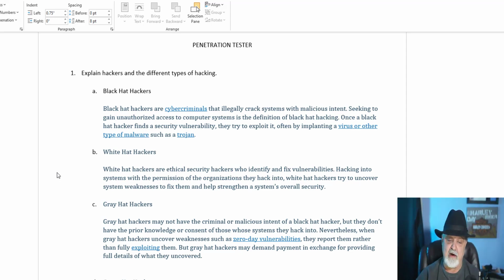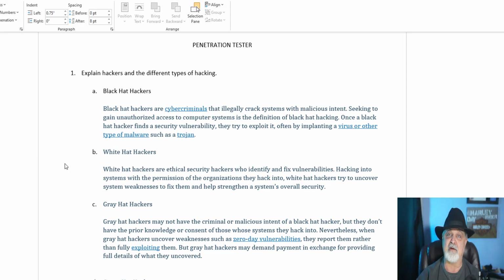Now, what is a white hat hacker? White hat hackers are ethical security hackers who identify and fix vulnerabilities, hacking into systems with the permission of the organization they hack into. This is the key element: with permission. White hat hackers try to uncover system weaknesses to fix them and help strengthen the system's overall security.